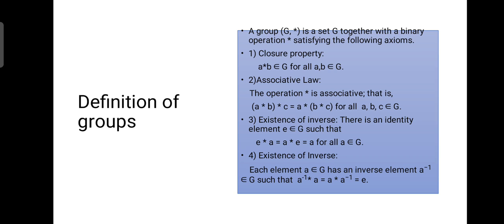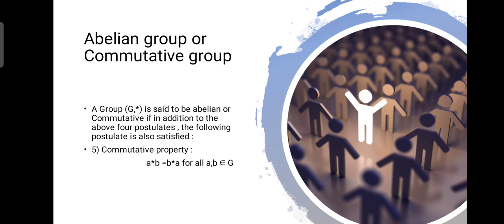Then the next property is existence of inverse. Each element A belonging to G has an inverse element A inverse such that if we combine it with the element, then it gives the identity element. And if all these four properties are satisfied, then we say our set G becomes a group with respect to our binary operation star.